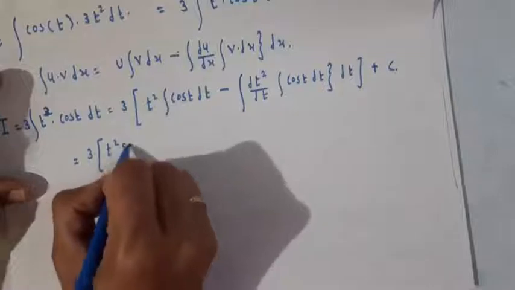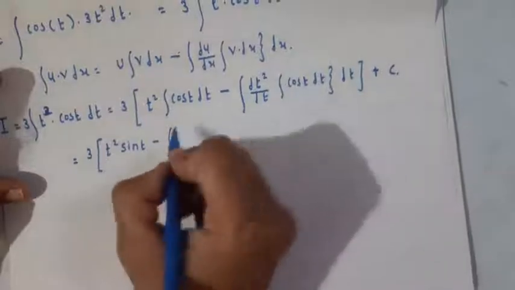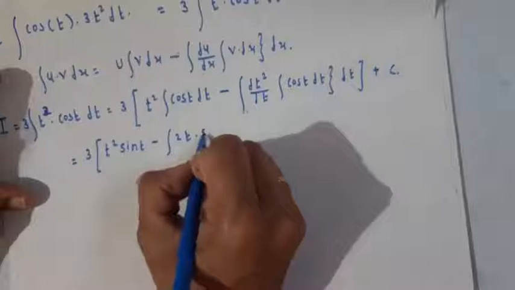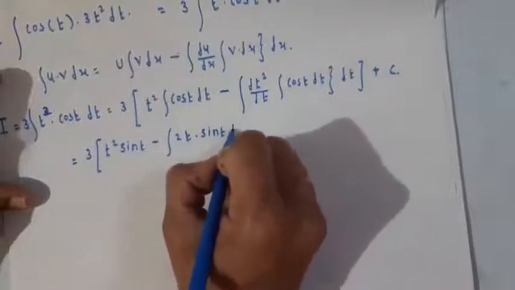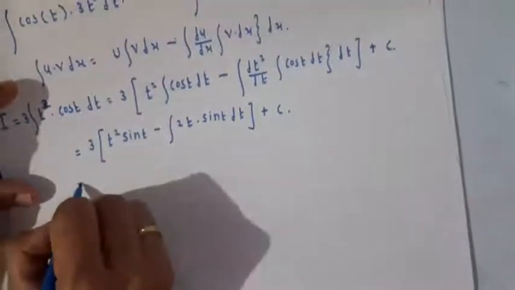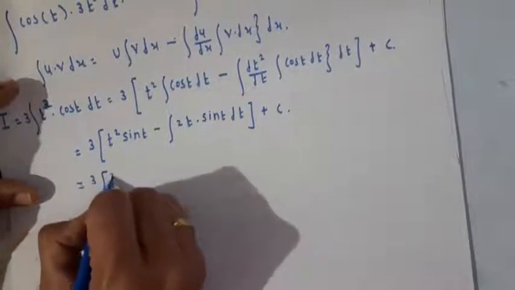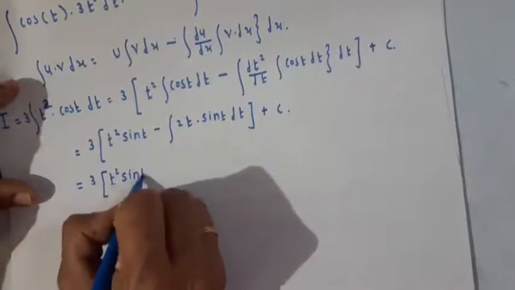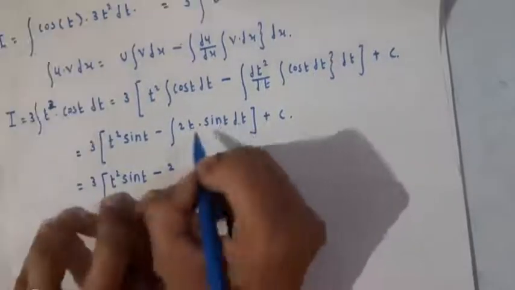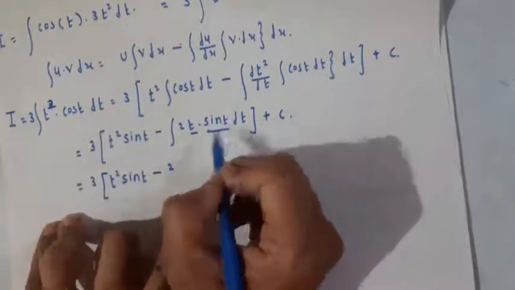Okay students, now this is equal to 3 into t square times integration of cos of t, which is sin of t, minus integration of the differentiation of t square, which is 2t, times integration of cos of t, which is sin of t, and whole integration with respect to t, plus constant of integration c. This is equal to 3 outside, that is t square into sin of t. Now this minus 2 outside the integration, and again t into sin of t. Again integration of u into v.